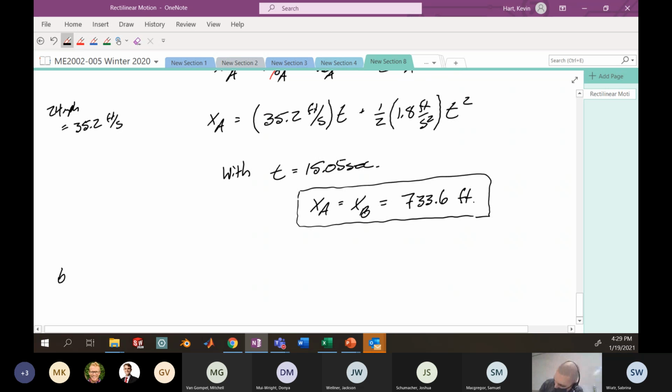Okay, finally, part B of this problem is: what is the velocity of each one of the vehicles at that particular time?